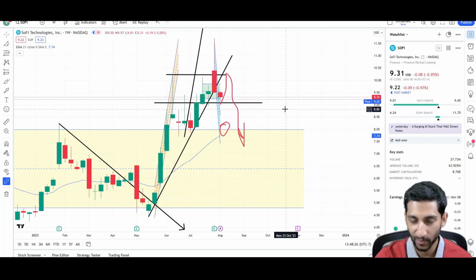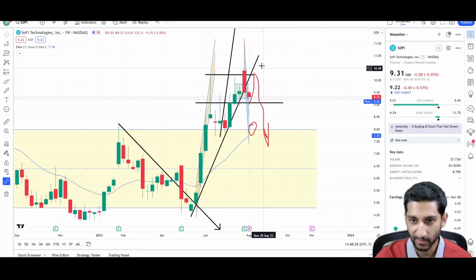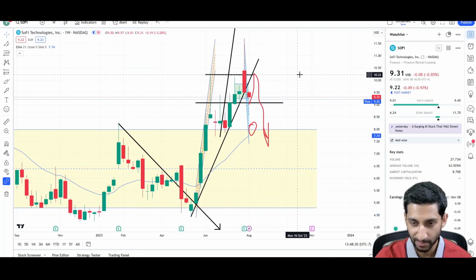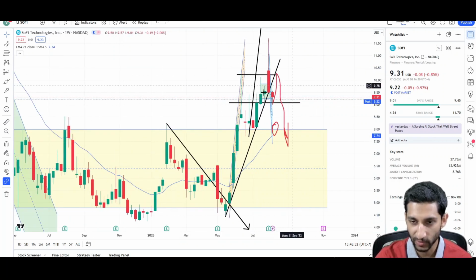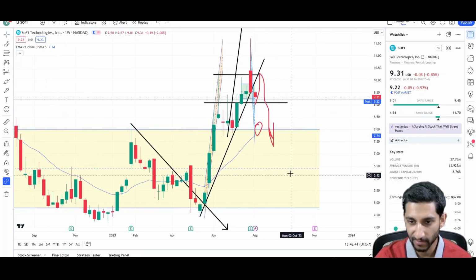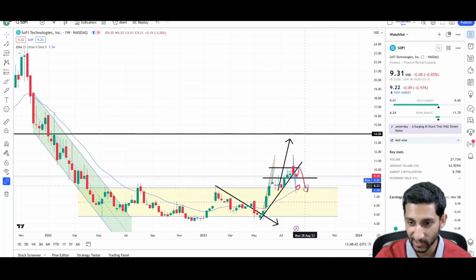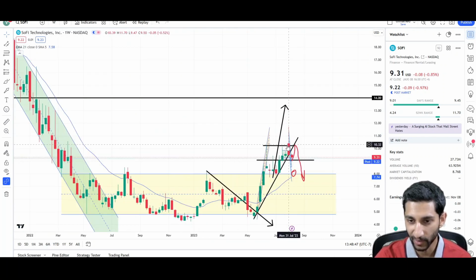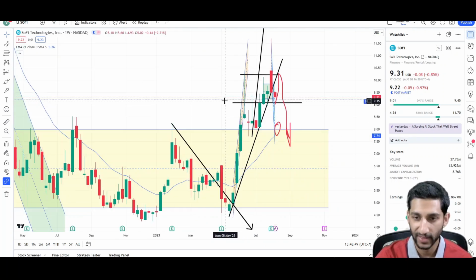So it depends on what the price wants to do. The short-term structure will tell me which way it wants to go at the end of the day. So overall, SoFi is still looking bearish in the short term. In the long term, it still looks okay as long as we stay above the $8 level. That will probably lead to higher price targets. So that's all I have for SoFi this week.